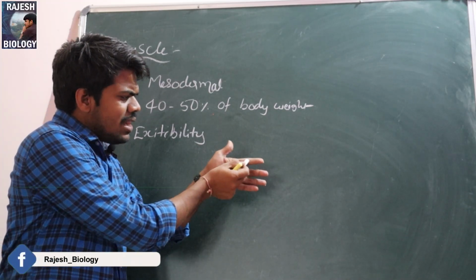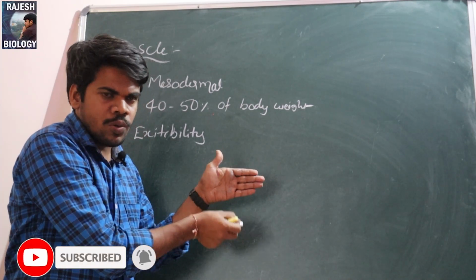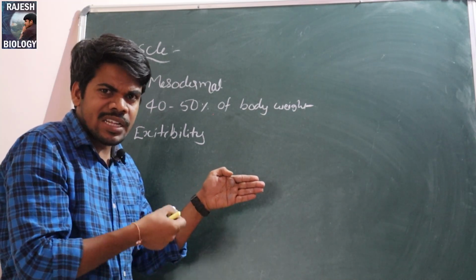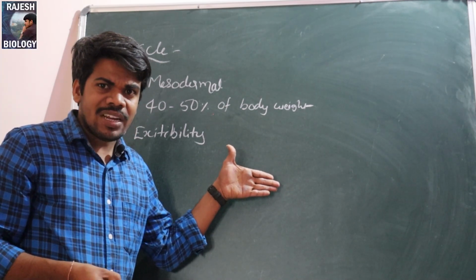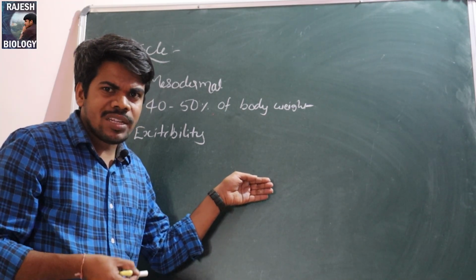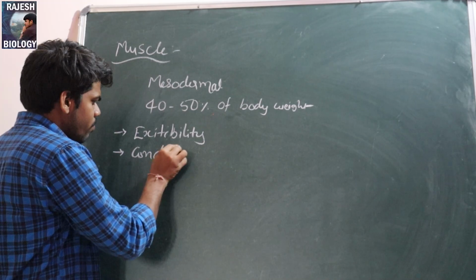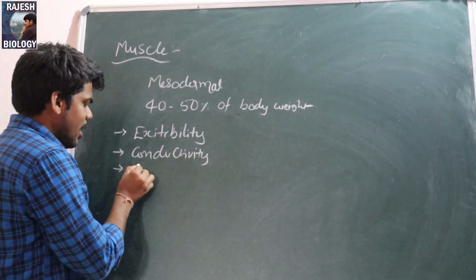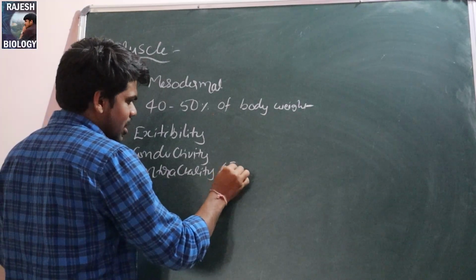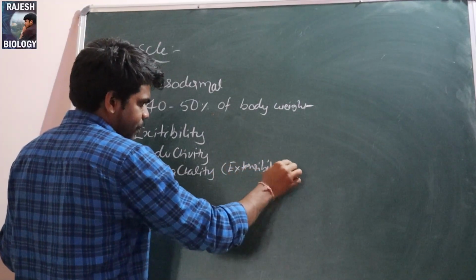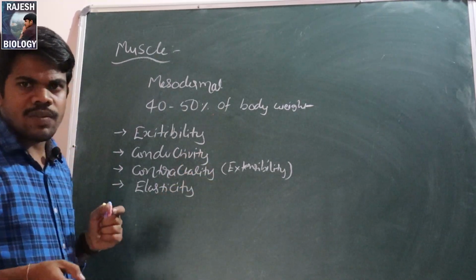Along with the excitability, this muscle fiber gets excited and it sends the signals to the adjacent muscle fibers also. That means it conducts. After conducting, after exciting, it contracts or it can extend like this. So extensibility is there. After extensibility, it comes to its normal position when the signals are stopped. That means elasticity. So excitability, conductivity, contractility or extensibility, and elasticity. These are the characters of the muscles.